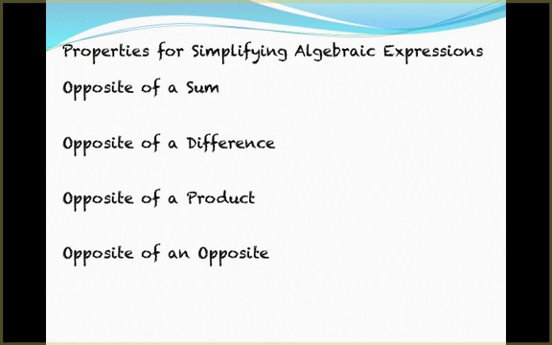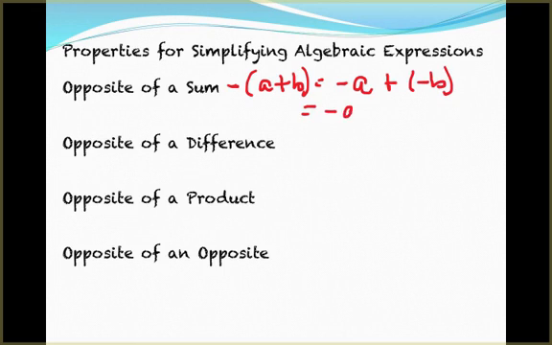The opposite of a sum. So if I have the opposite of A plus B, that means you're just going to do the opposite of both of those. That would be -A plus -B, which we could also write as -A minus B using our definition of subtraction.